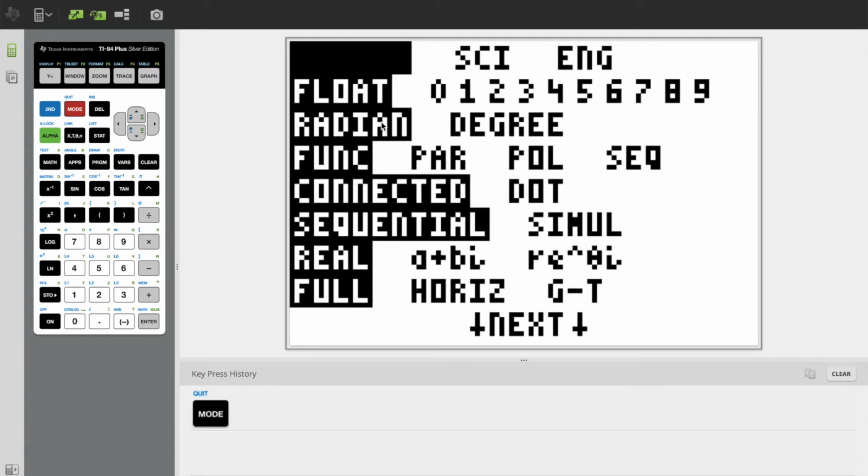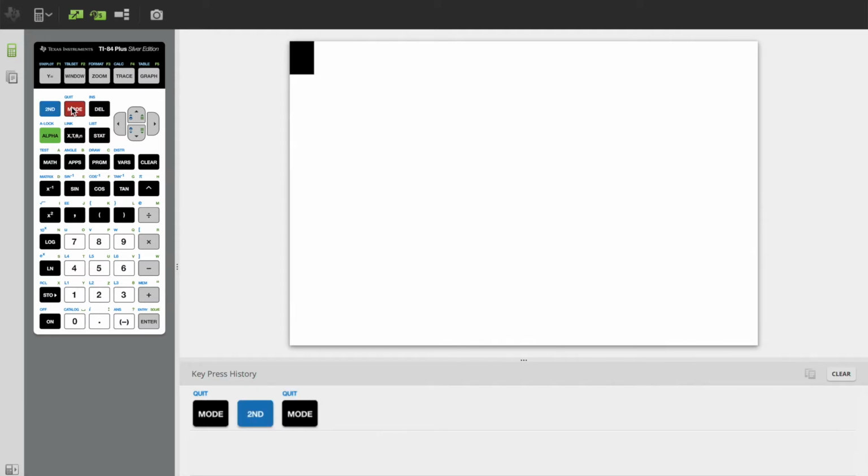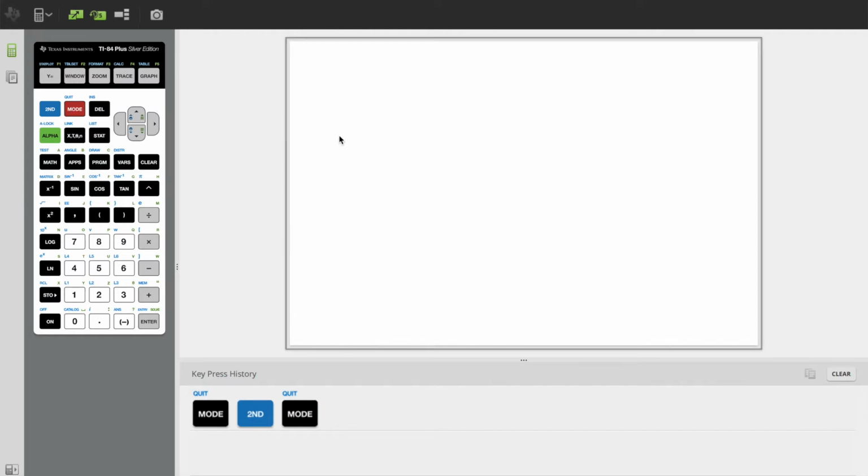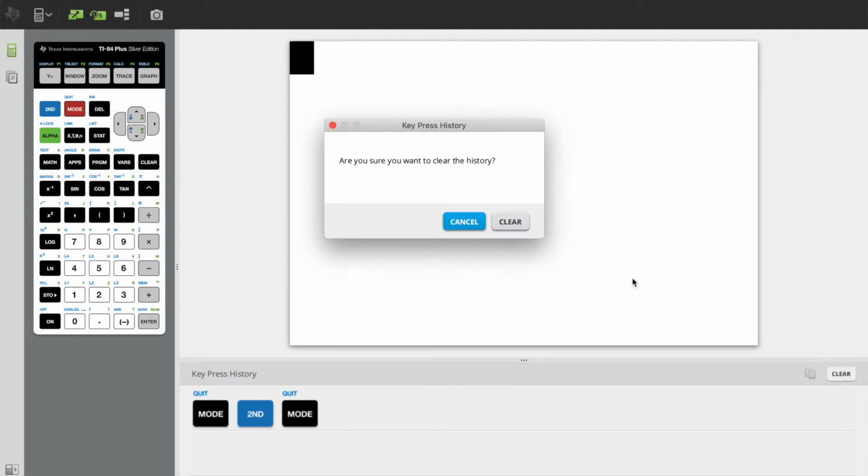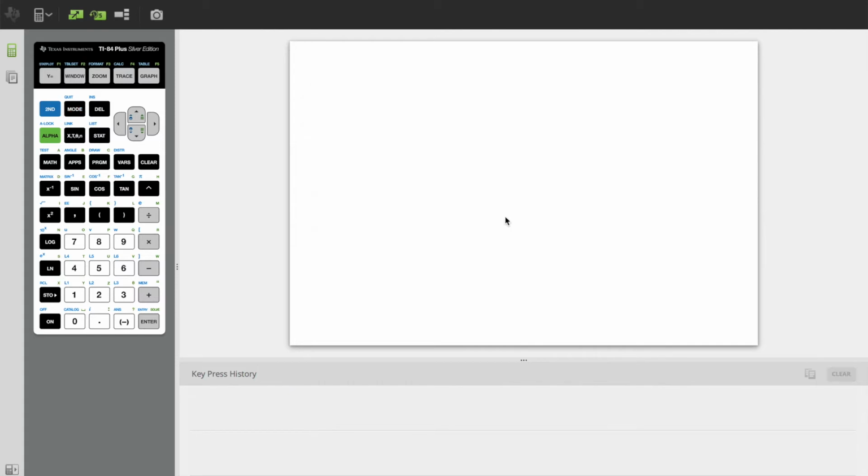If it's not, it's more than likely going to be highlighted in degree. All you have to do is scroll down and then press enter. To get out of this, just press second, mode again, and you're here. Let's get started. Let me first clear this and we'll get started.